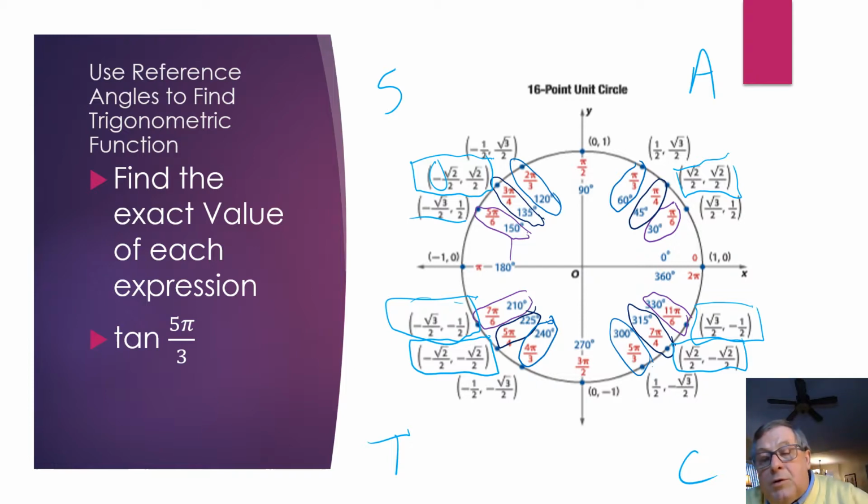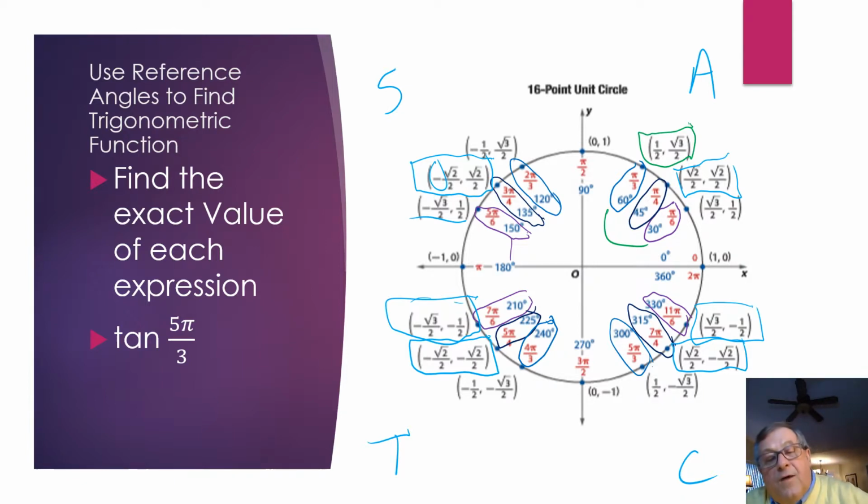Another pattern emerging right here. Look at pi over 6. Compare it to pi over 3. Well, I see similar values. They're just reversed. Now the x-coordinate, or the cosine, is 1/2 and the sine is square root of 3 over 2. And if I look, I see that pattern of All Students Take Calculus emerging all the way around anytime my reference angle might be pi over 3 or 60 degrees.